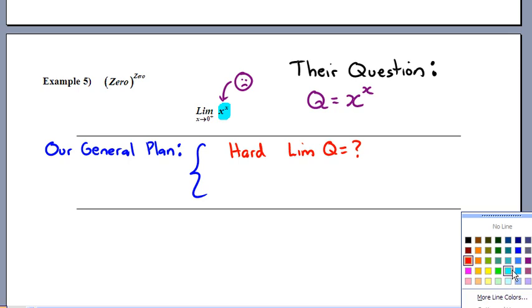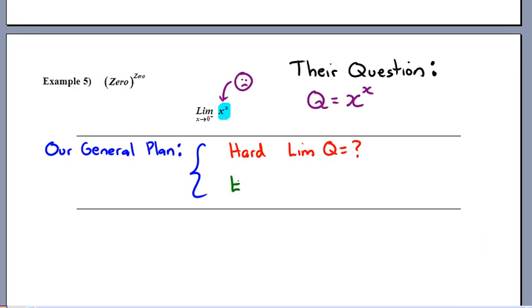But what's easier, okay, I'm going to say easy, but it's easier, is to do the limit of not Q, but how about the ln of Q? Let's figure out what the logarithm of their question would do. Then we can go and figure out what theirs is like. So I know that Q is equal to x to the x. Let's take that right there and let's do the natural logarithm of both sides.